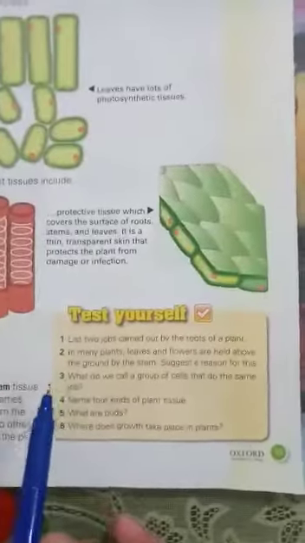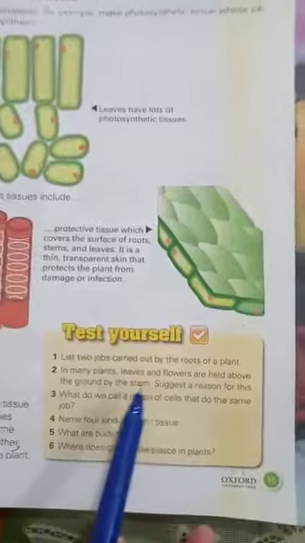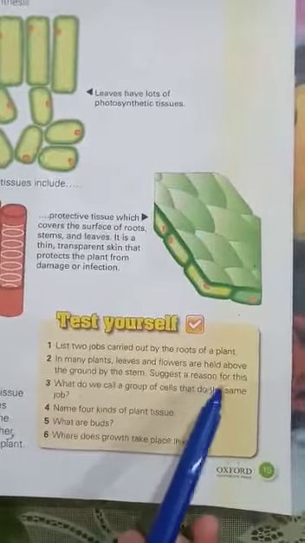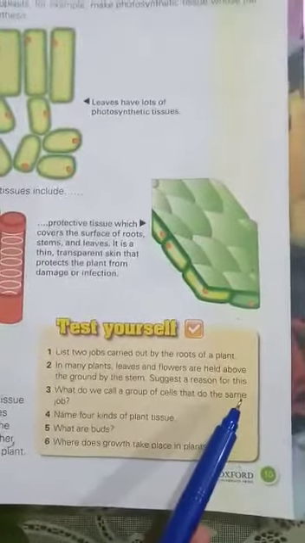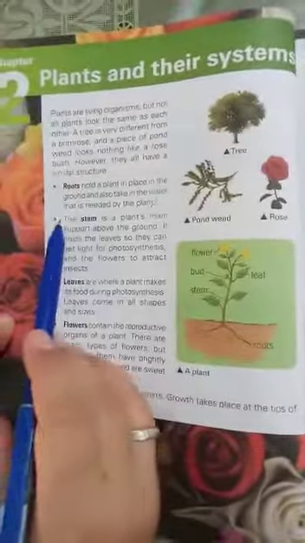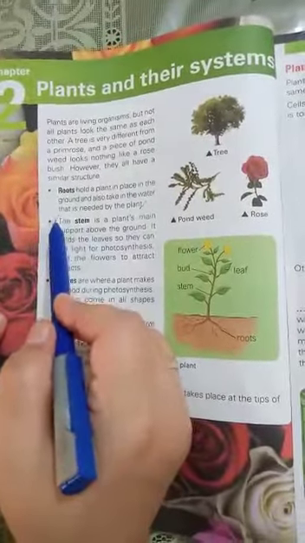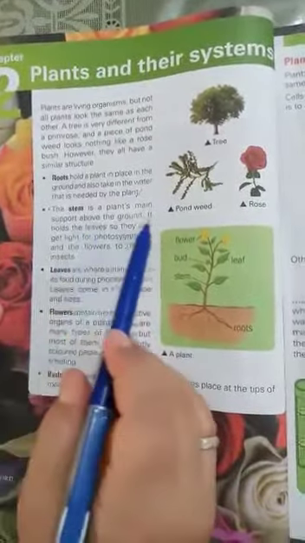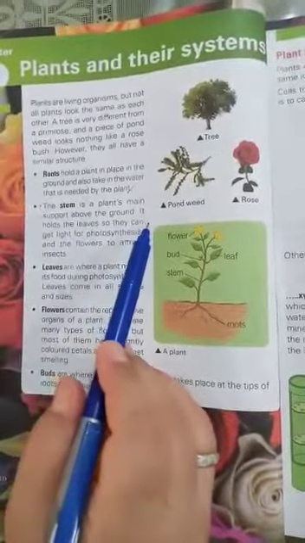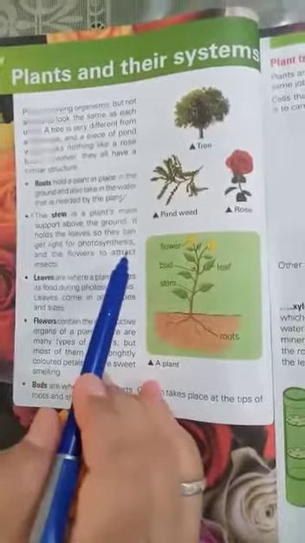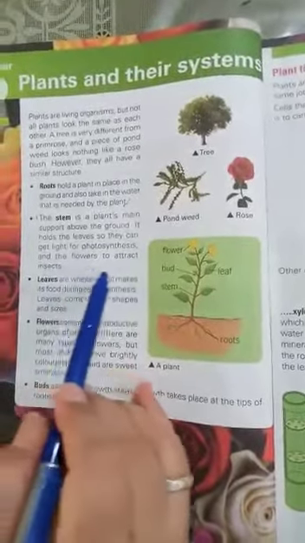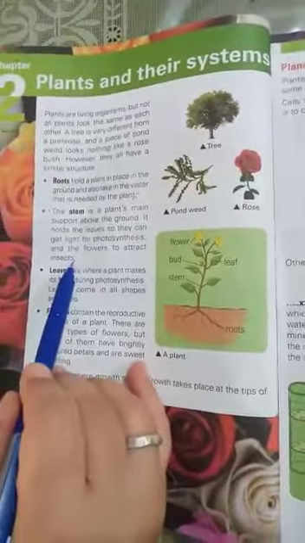Question number 2. In many plants, leaves and flowers are held above the ground by the stem. Suggest a reason for this. The answer is on page number 14. It will start from this line. The stem is a plant's main support above the ground. It holds the leaves so that they can get light for photosynthesis and the flowers to attract insects.